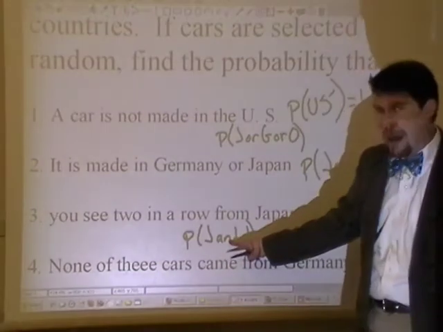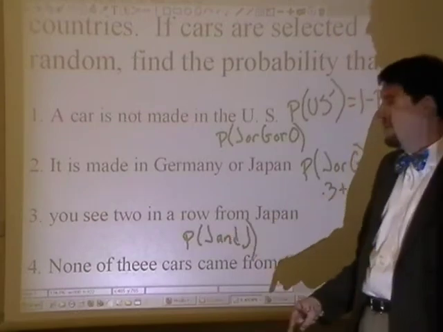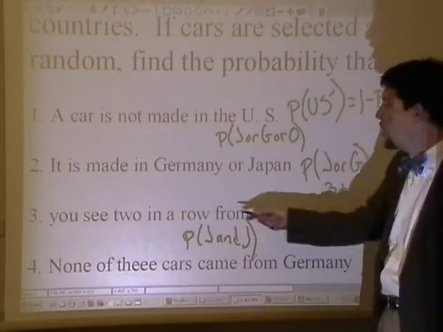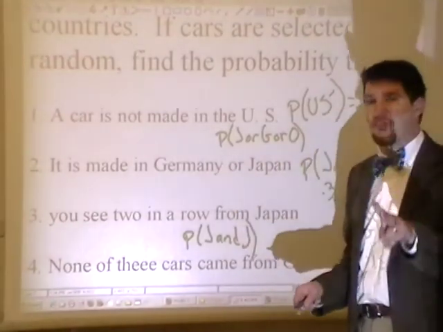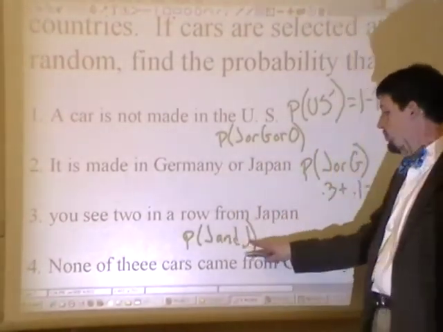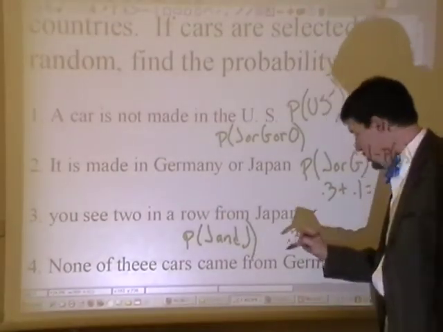How many events do I have? That's the important step you start with. How many events do I have? I've got 2 events, because I'm going to have a car from Japan, and then I'm going to see another car from Japan. Now that's 2 events, and with 2 events, "and" means multiply. So what's the probability of the cars from Japan? 30%.